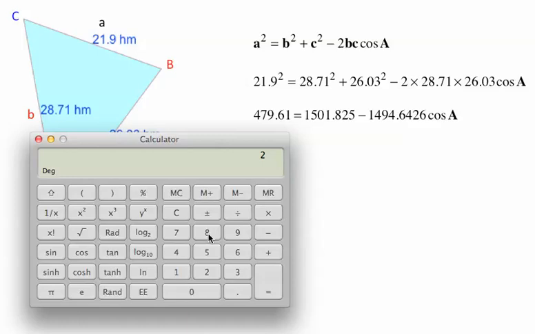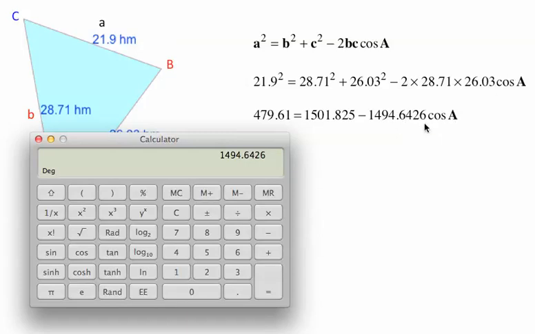So 28.71 squared plus 26.03 squared is equal to 1,501.825. Okay, and then I'm going to do the 2 times 28.71 times 26.03. So clear the calculator. 2 times 28.71 times 26.03 is equal to 1494.6426. Okay, and that is multiplying the cosine of A.